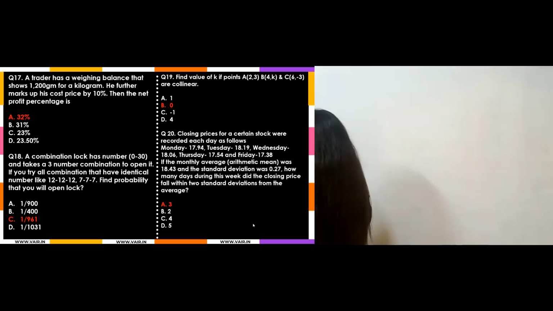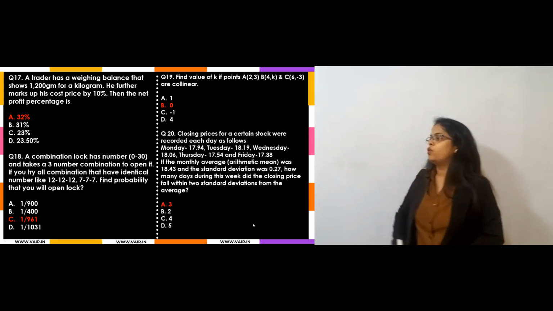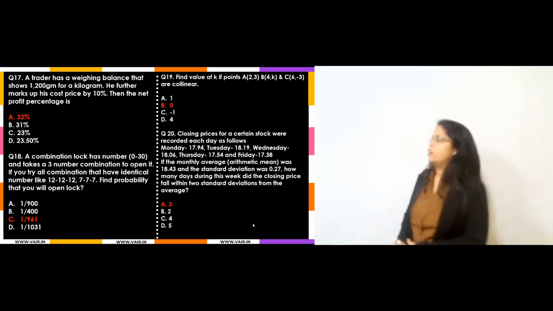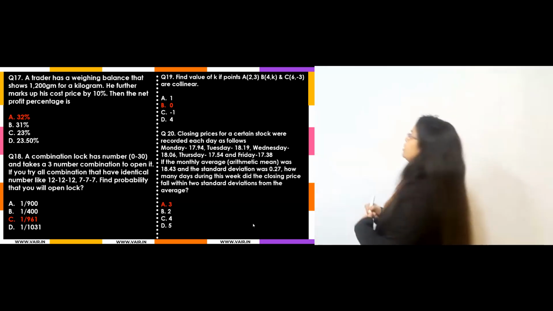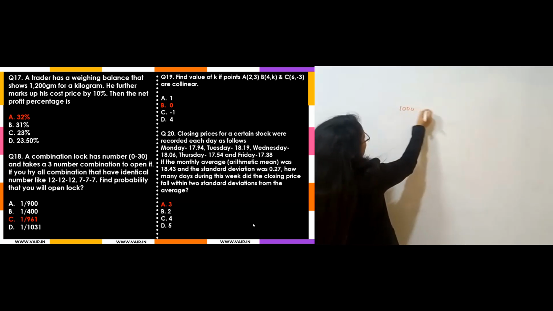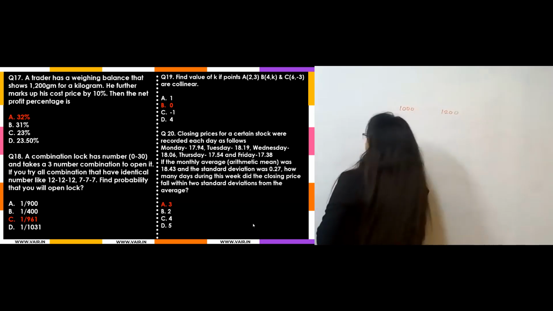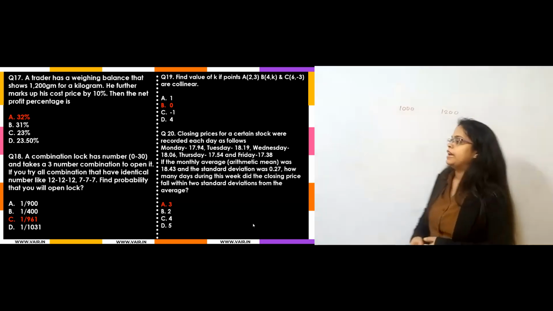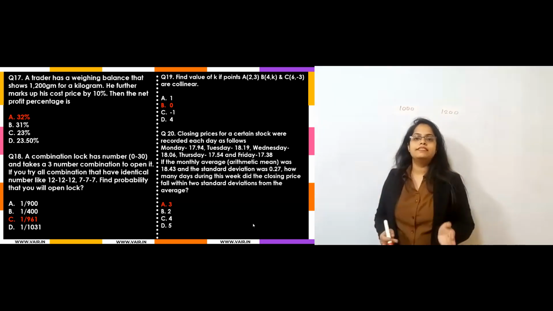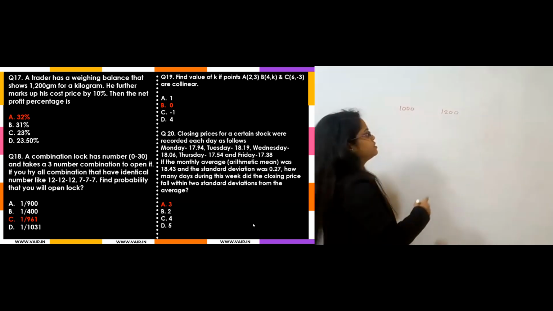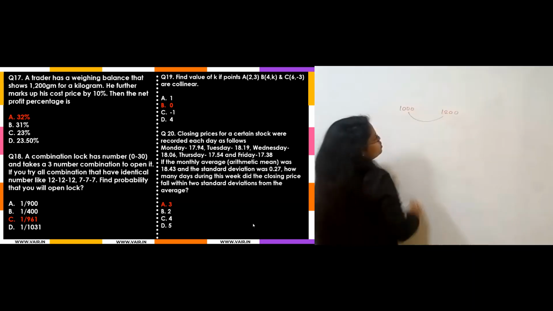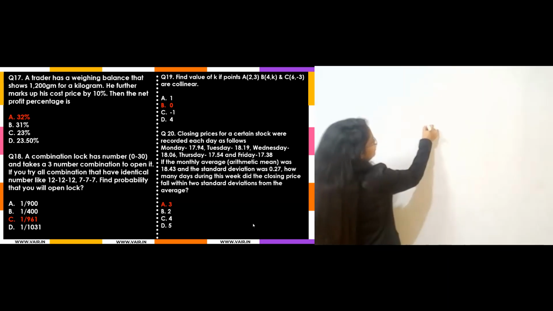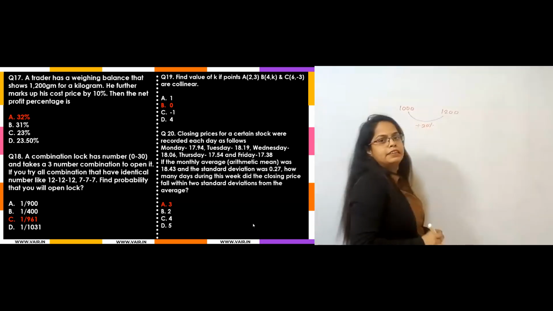A trader has a weighing balance that shows 1200 gram for a kg. For a kg, meaning 1000 gram, it is showing 1200 gram. He further marks up his cost price by 10%. Initially he has already increased this by what percent? 1000 by 1200, so he has increased by 20%.